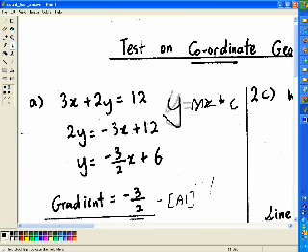That's why we subtract 3x on the left and on the right. That's how we get this step over here. After that, we divide by 2. And eventually we get y equals negative 3 over 2 x plus 6. This negative 3 over 2 will be the gradient, which is your m. That is for 1a.